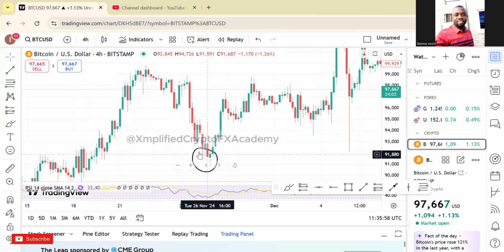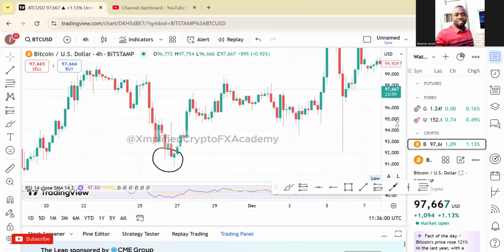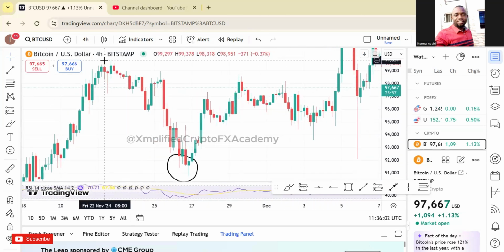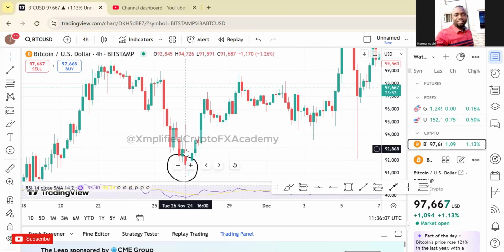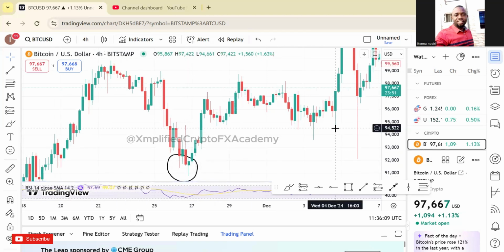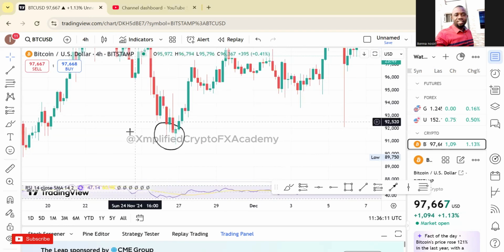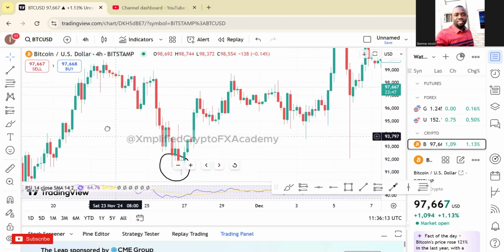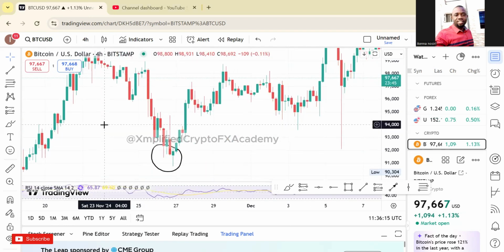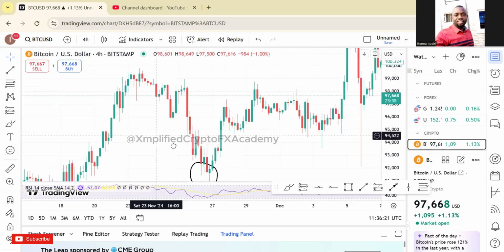Now, this is a downtrend. The market started falling from 99,000 to this point right now, 92,000. So that's why when the market starts falling, please don't rush in and buy. That's another thing you need to look at, when the market starts falling and doing these massive sell-offs.